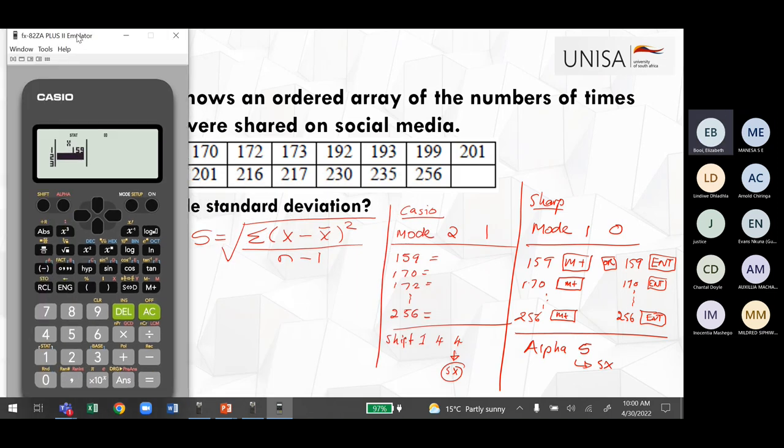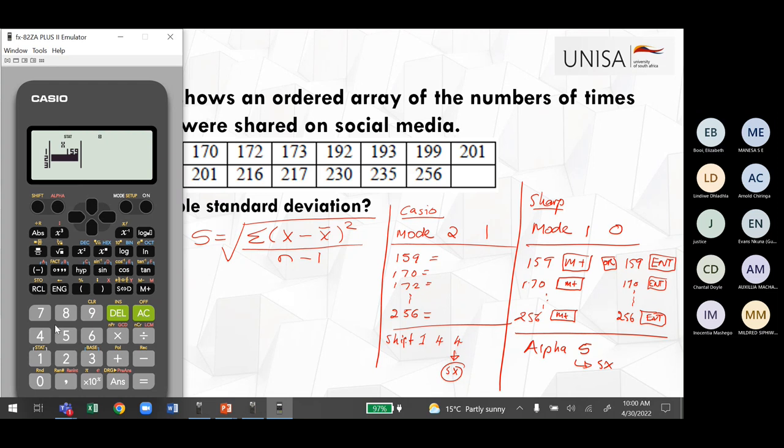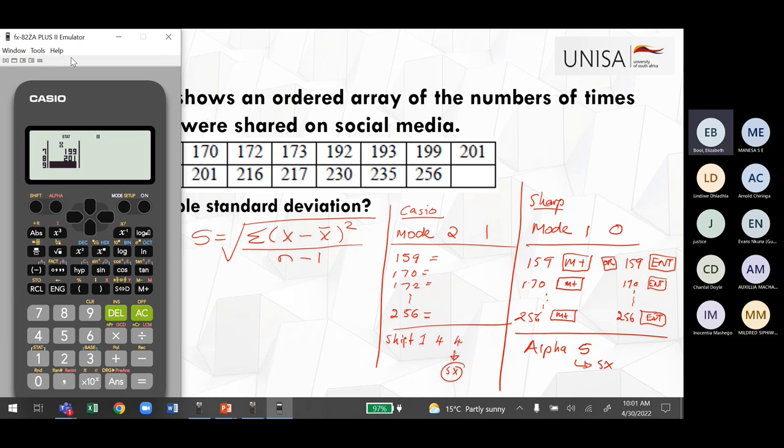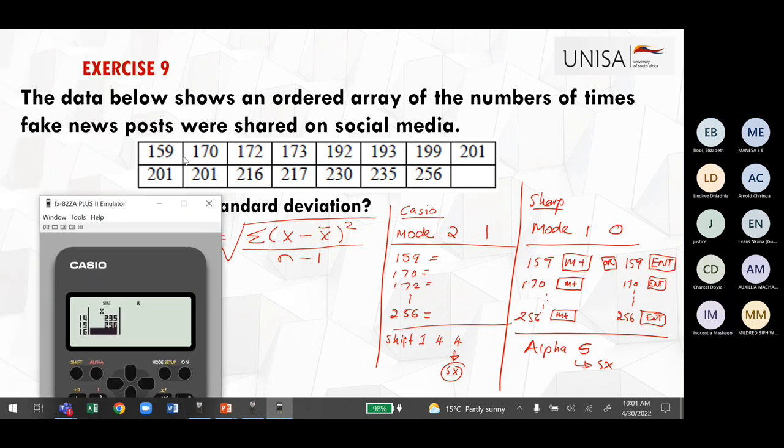I'm going to use a Casio calculator quickly. So that will be 170 equal, 172 equal, 193 equal, 199 equal, 201 equal, and I think the next one is 201. There are a few 201s. Then 216 equal, 217 equal, 230 equal, 235 equal. Are there 15? Yes. Okay.